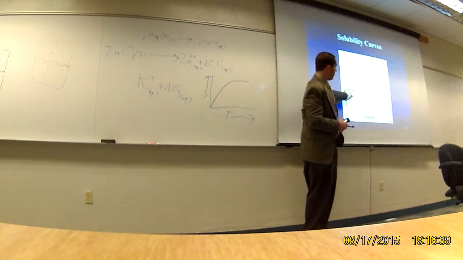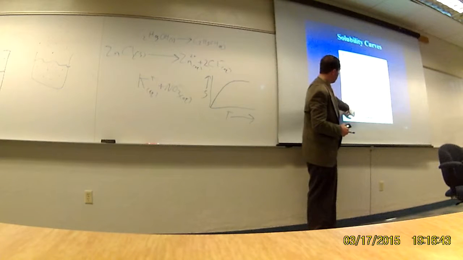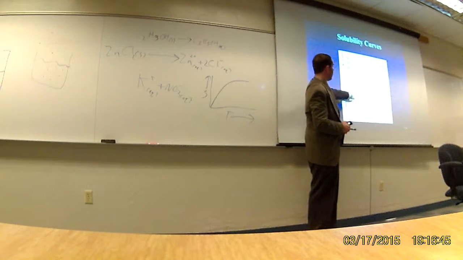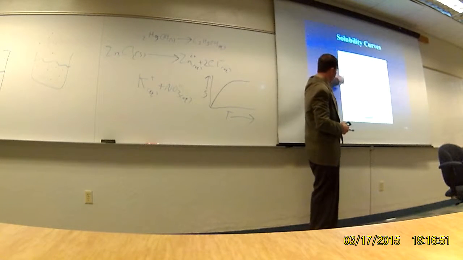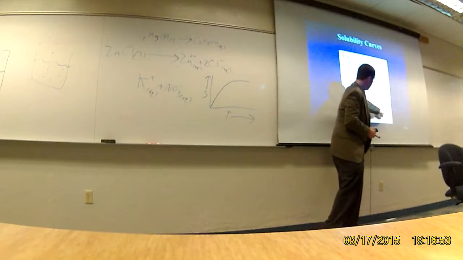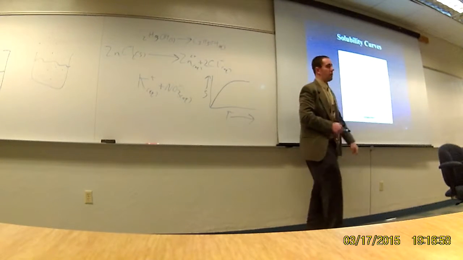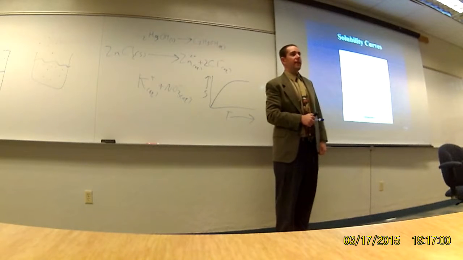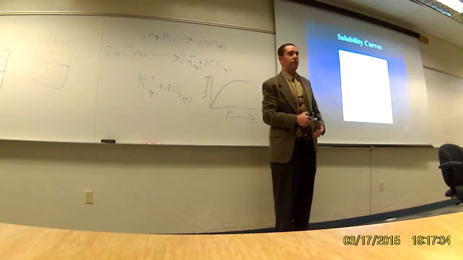But with sugar, as you heat, solubility goes up. At 0 degrees Celsius, you can dissolve 175 grams of sugar in 100 milliliters of water. If you heat it to 100 Celsius, now you can put 475 grams of sugar in that same amount of water. That's a very large change.